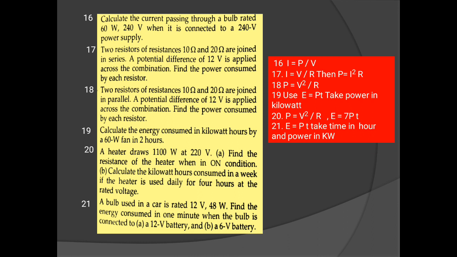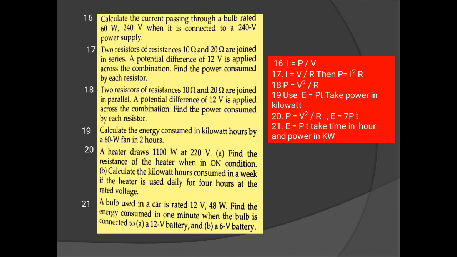Question 17. Two resistors of resistances 10 ohm and 20 ohm are joined in series. A potential difference of 12 volt is applied across the combination. Find the power consumed by each resistor. Here you can use I equal to V by R, then use P equal to I square R.